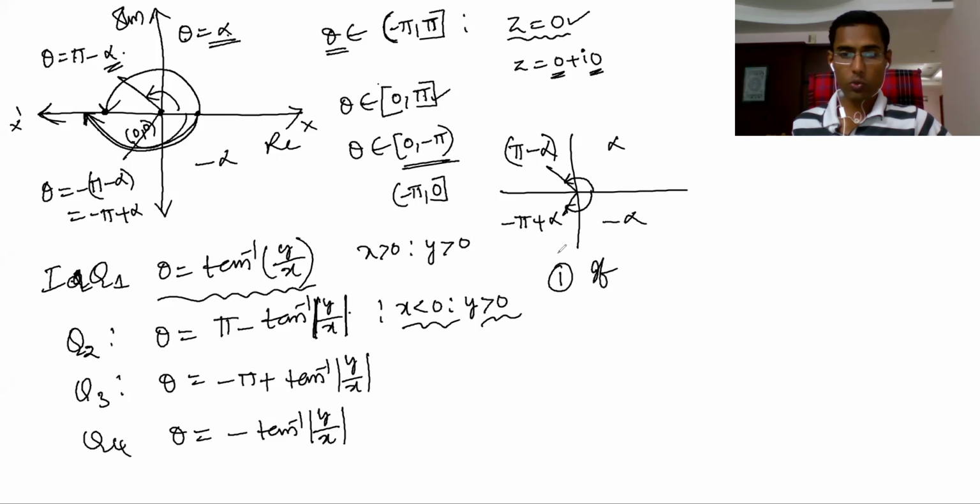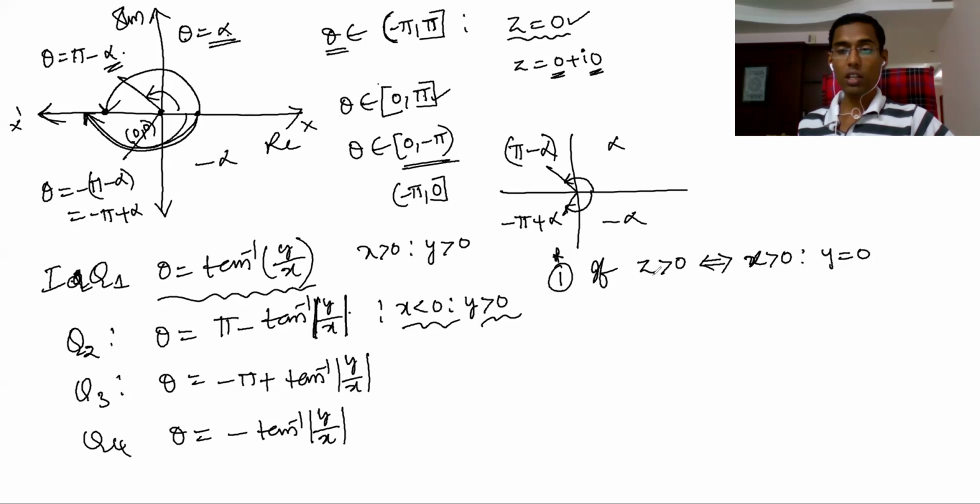Very important, principal argument. I am writing: if Z is greater than 0. What does it mean? Z is a complex number greater than 0. That means x is greater than 0 and y equal to 0. Try to understand: we can say Z greater than 0 only when Z is a real number. Yesterday I told you that imaginary numbers cannot be compared. But now I am comparing Z with 0, which means Z is a positive real number. That means x is greater than 0 and y is 0. Whenever I say Z is greater than 0, Z is a positive real number.